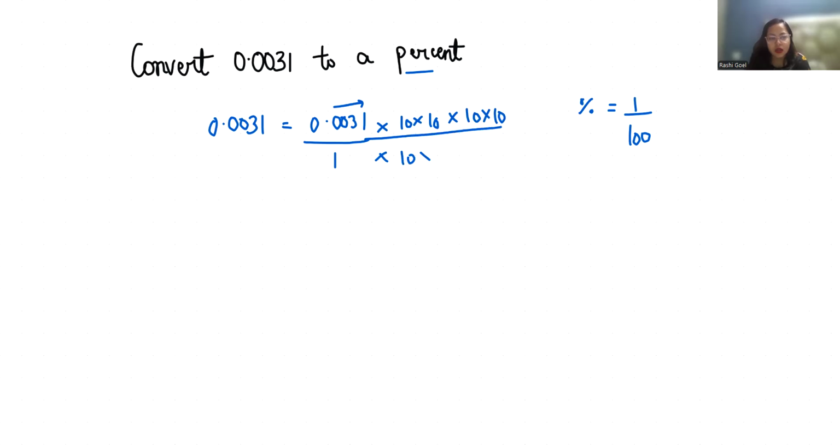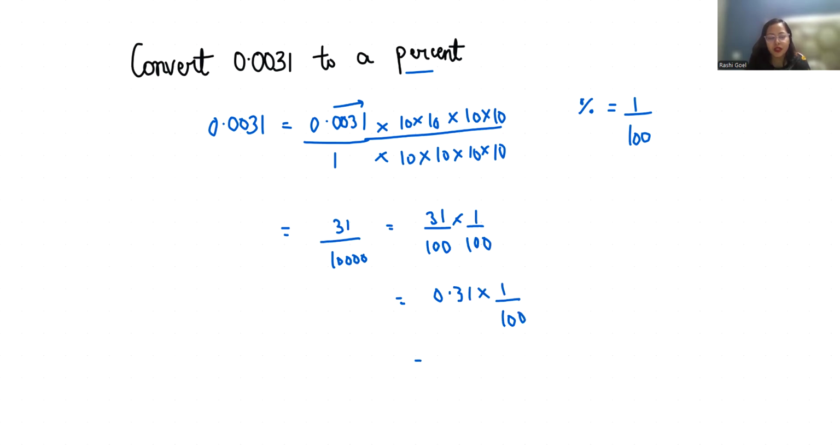So it becomes 31 by 10,000, which we can write as 31 by 100 times 1 by 100. Now this 31 by 100, we can write as 0.31 and multiply by 1 by 100. Now multiplying by 1 by 100, we can write it as a percentage. So it is 0.31%. 0.0031 in terms of percentage is 0.31%.